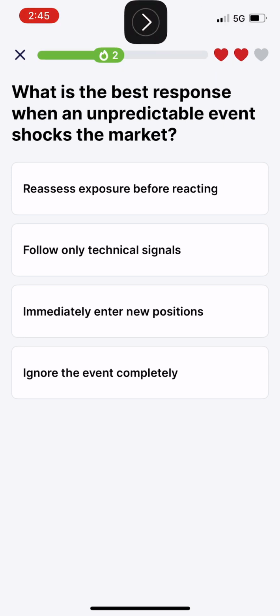Two. What is the best response when an unpredictable event shocks the market? Reassess exposure before reacting. Follow only technical signals. Immediately enter new positions. Ignore the event completely.